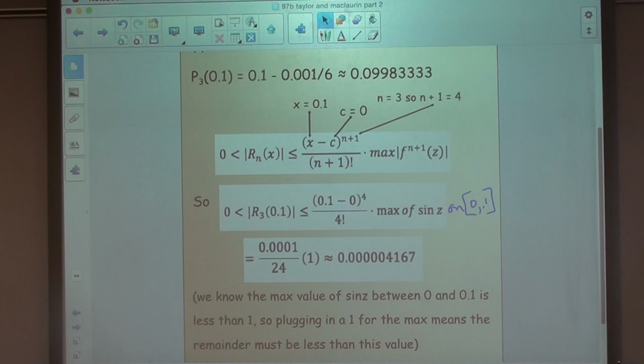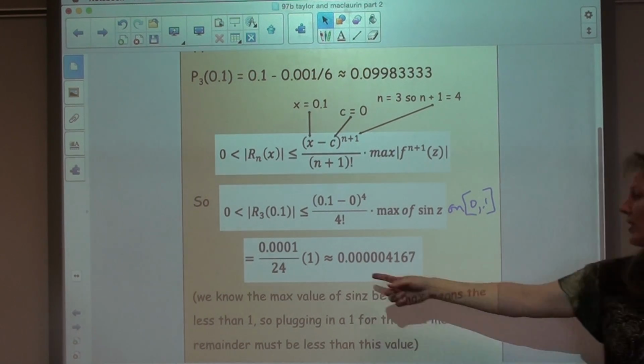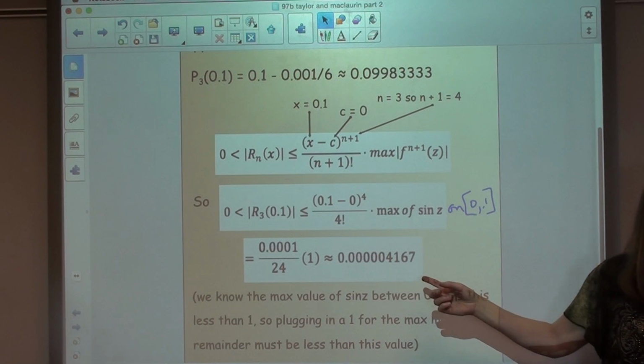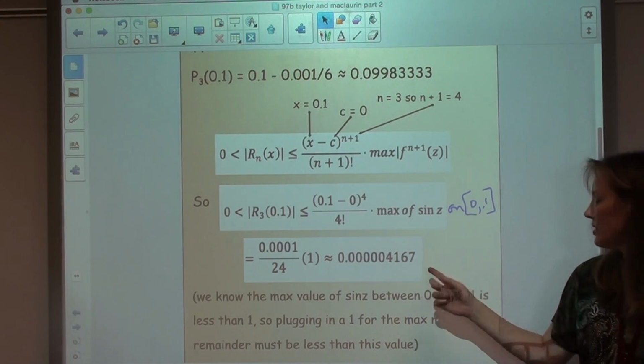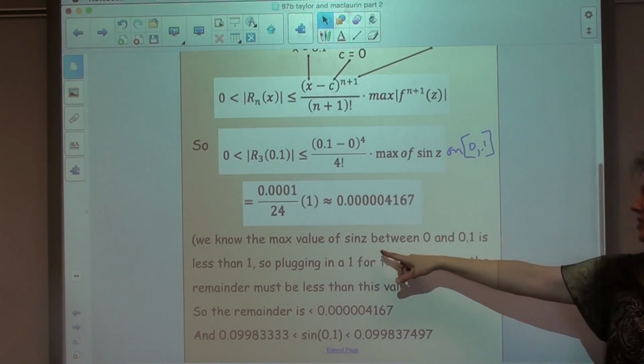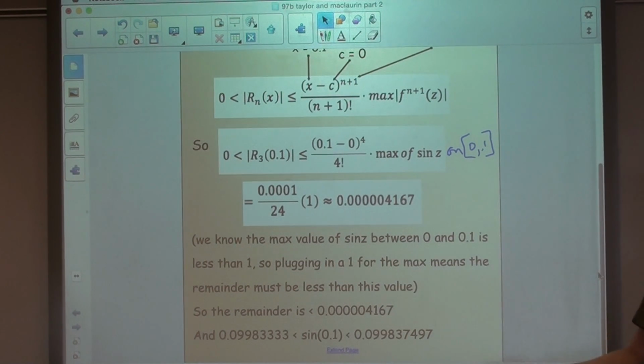I know, it doesn't sit well with me either. Personally, I would plug the 0.1 in and get that actual max value, because you know that your error is going to be even less than this. But I gotta tell you, even with a 1, it's a pretty good error, right? It's not bad. Okay, so we blah, blah, blah, blah. Oh, here's my little explanation. So we know the max value of sine z between 0 and 0.1 is less than 1.